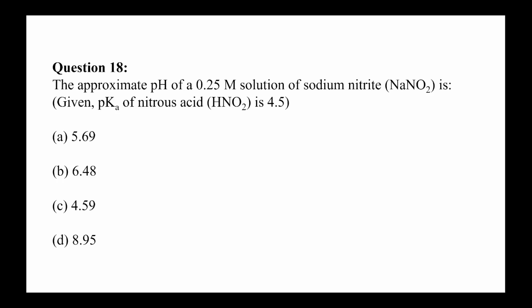Approximate pH of 0.25 molar solution of sodium nitrite NaNO2 is. So here, this is the question where you can use the pH formula for a salt of particular concentration. So NaNO2 is a salt of weak acid, HNO2 is the weak acid, and NaOH is a strong base. So you have the concentration C for the salt solution, that is 0.25. You have pKa.